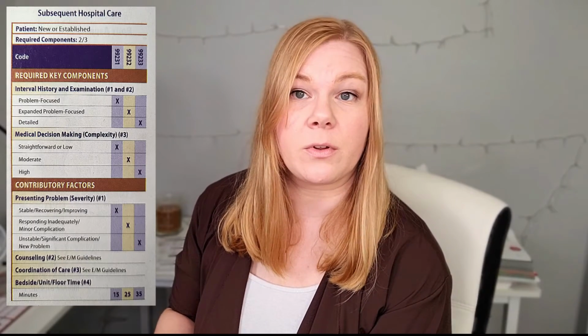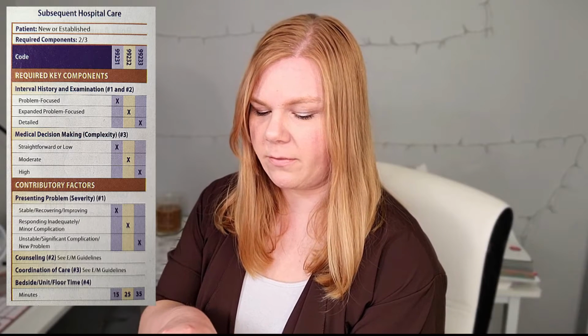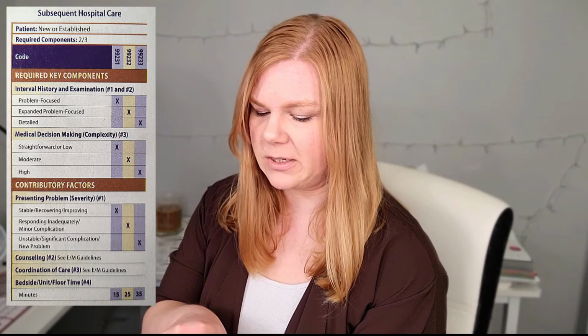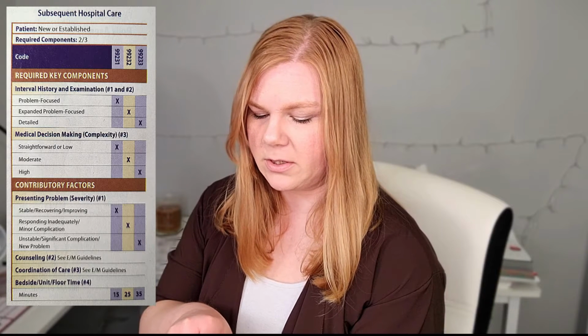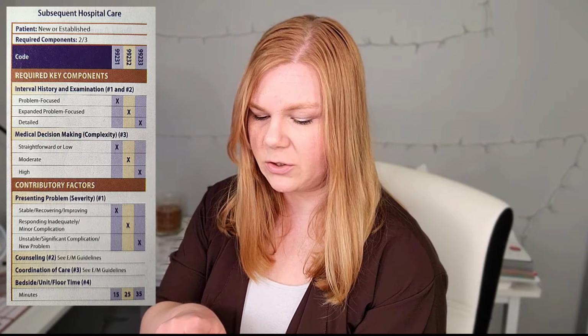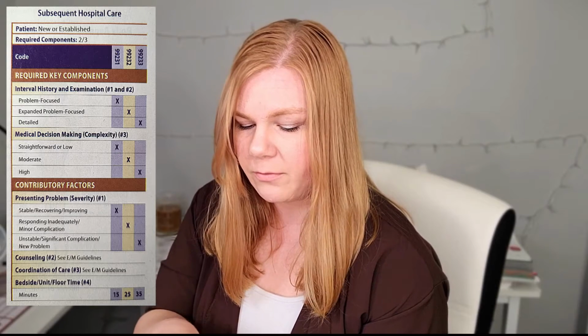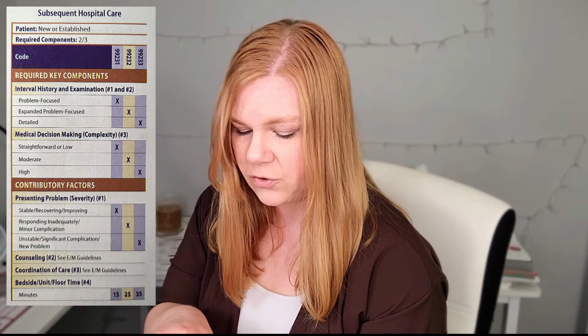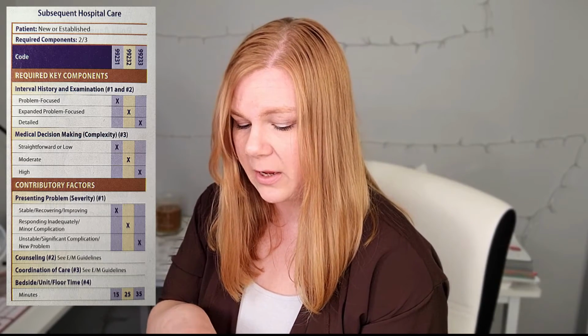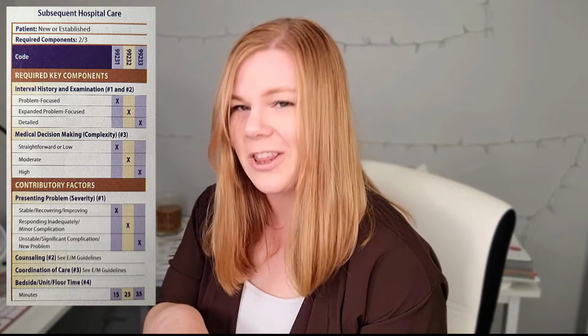So if I score out my note and I go, oh, I've got an expanded history, a detailed exam, and a moderate level decision making, and it's a subsequent hospital visit, I could go to this grid and go, okay, so I've got the expanded history, didn't meet the detailed exam, and I have that moderate decision making, so I can at least hit a 99232. So it's 2 out of 3 components. So even though we had that detailed exam, we didn't also have a detailed history or a high medical decision making in order to code it to a 99233.